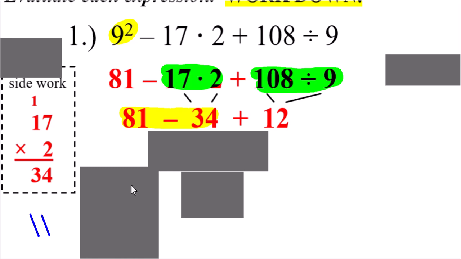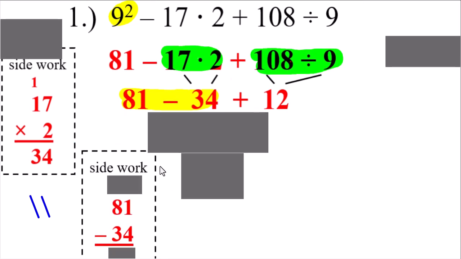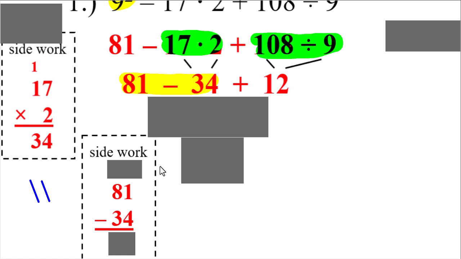Now, if you don't know what that is, maybe you can't do that in your head. Again, you'll go somewhere off to the side, and you don't have to label it side work like I did here on my screen, but go somewhere off to the side. Maybe you have more room to the left. Maybe you have a little room to the right to do it. I'm not quite sure. You have to make that judgment on your own.